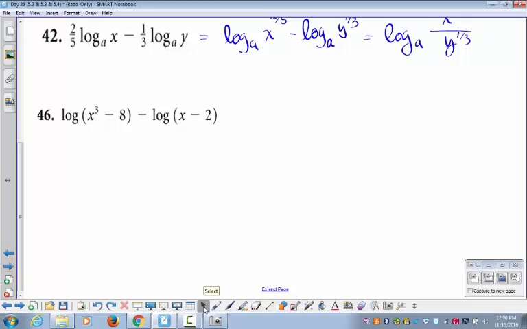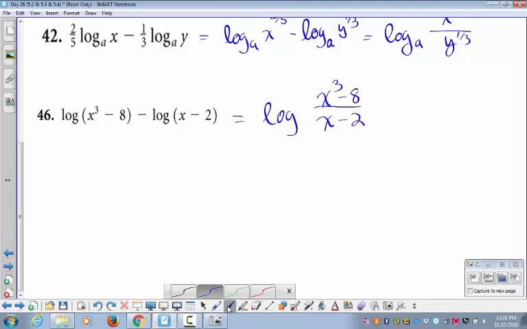The last one. Common log of x cubed minus 8 over x minus 2. Can we simplify that? Do people remember the difference of cubes? Same, opposite, always positive. That's the difference of cubes? I don't remember that expression. Let's see if I can figure it out though.